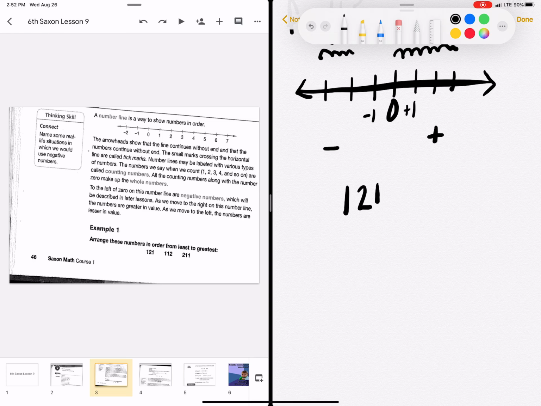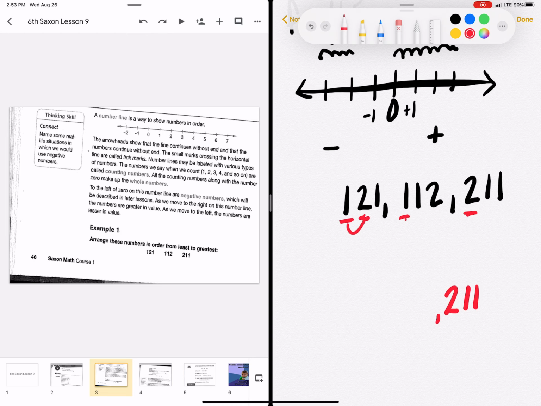121 compared to 112 compared to 211. So you look at the first place value. They all have hundreds places. Okay. I see 2 ones and a 2. We're ordering from least to greatest, so this one is automatically going to be last. It's the greatest. So now I go to the next place value, and I'm looking for the one that is the least, which is 1, not 2. So 112 is first, then 121, then 211.